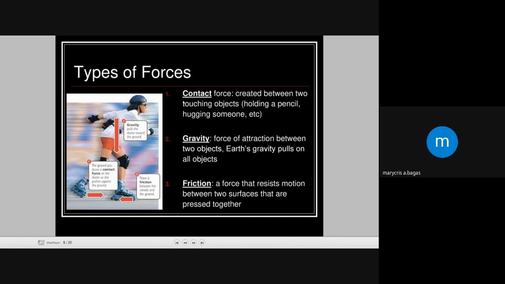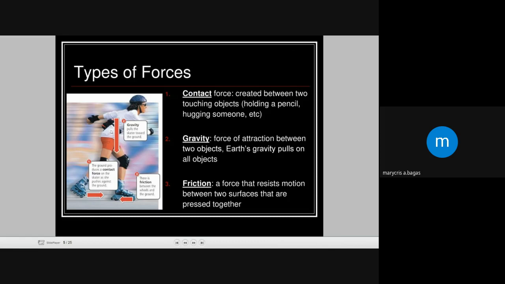Now, how about gravity or gravitational force? Gravity is a force of attraction between two objects. Example, Earth's gravity pulls on all objects. Number three, friction. What is friction force? A force that resists motion between two surfaces that are pressed together.